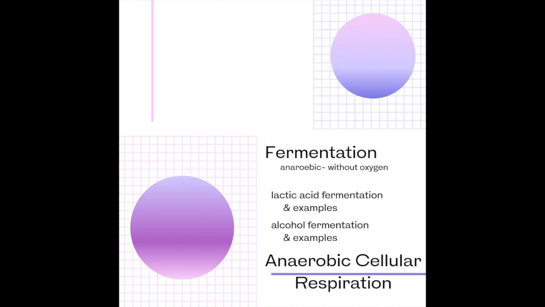To review, fermentation is an anaerobic process, which means that it lacks oxygen. Two types of fermentation are lactic acid, which is related to muscles and red blood cells, and alcohol, which is related to the yeast in wine and bread. Another process is anaerobic cellular respiration, which uses ions and other molecules as the final electron acceptor.